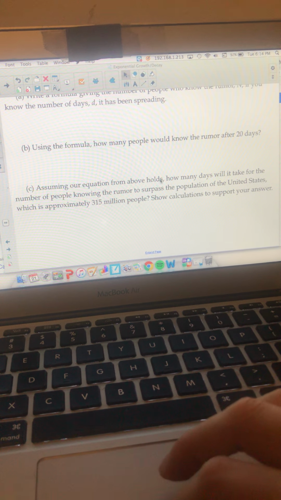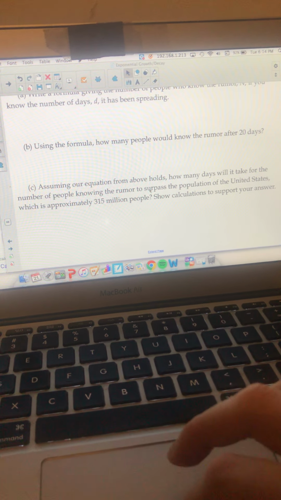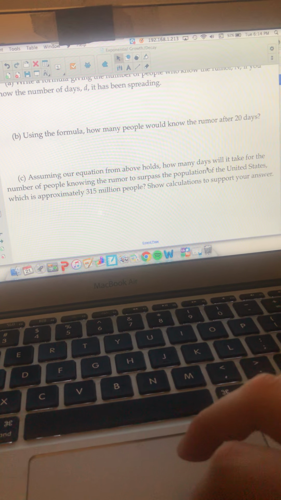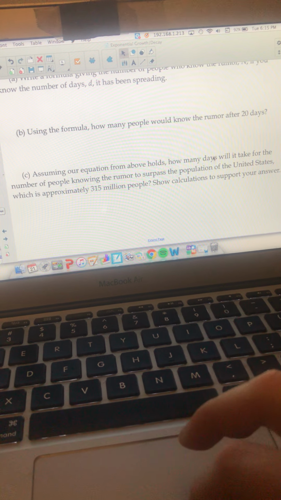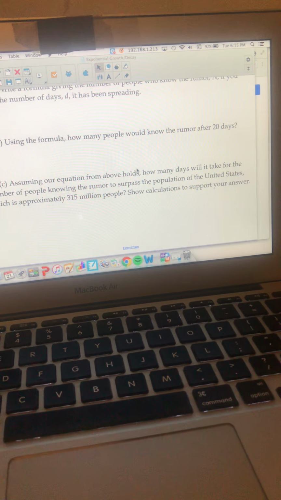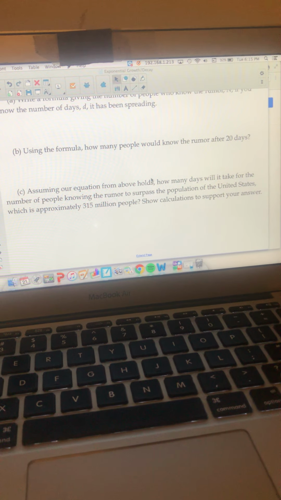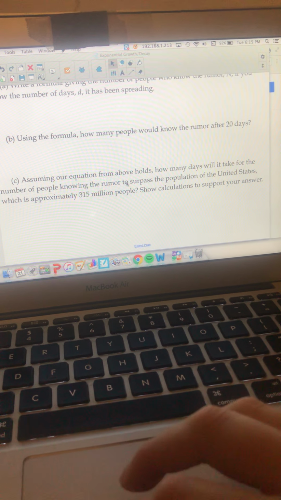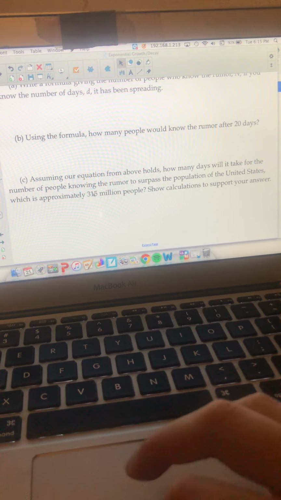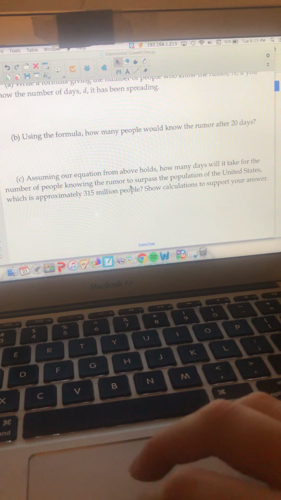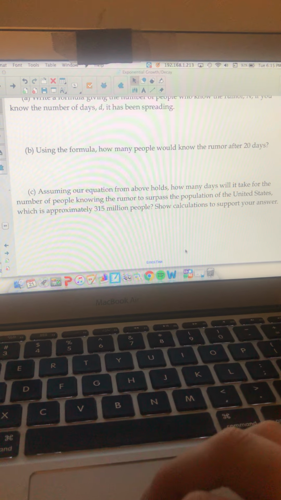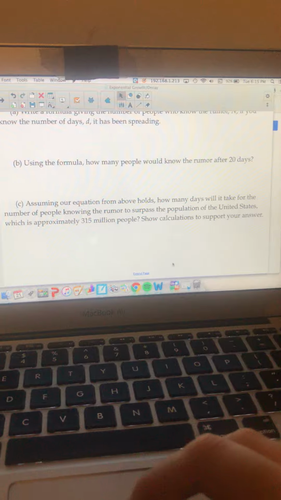Assuming our equation above holds true. That's basically just saying to you, yes, Sam, that you should be using your equation from above. That's all that means. How many days? Amina, that's telling you, yes, exactly, you should be solving for D. What is D equal to? And when they're saying to you, when it's going to surpass the population of the United States, or when it's going to be approximately equal to 315 million people, that's basically saying to you, yes, you should be plugging in 315 million people for N. That is what N is going to be equal to here.